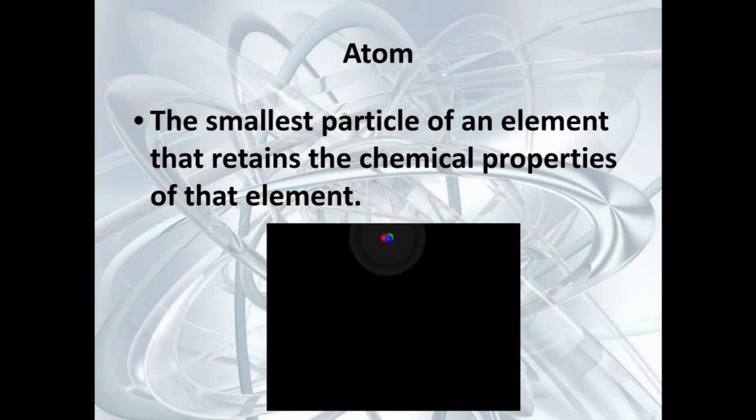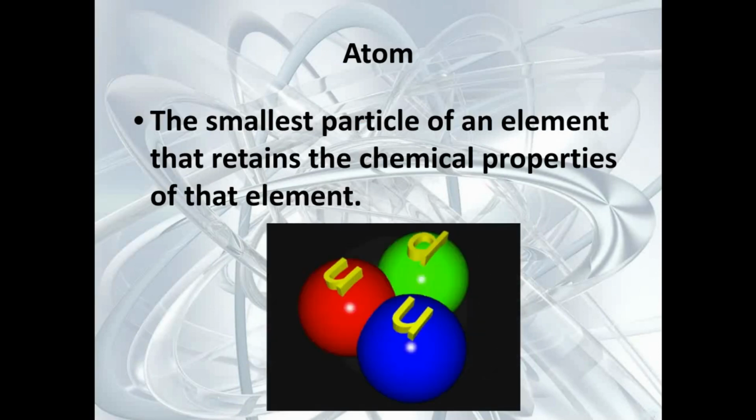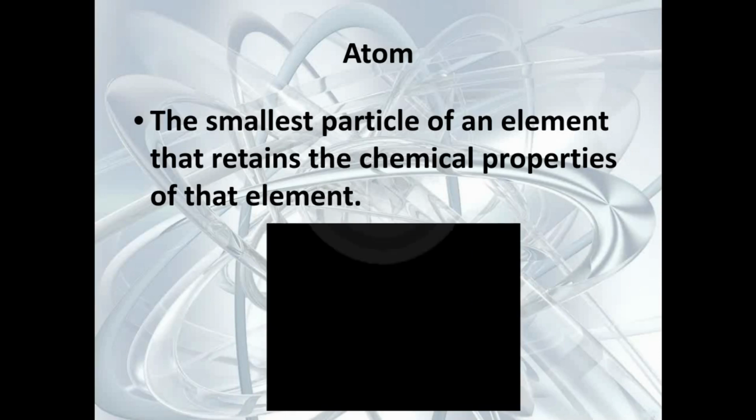model. So first of all, the atom we know is the smallest particle of an element that has those same properties of that element. So if I have carbon and I have one atom of carbon, if I break that atom down, I no longer have carbon and the properties of carbon.